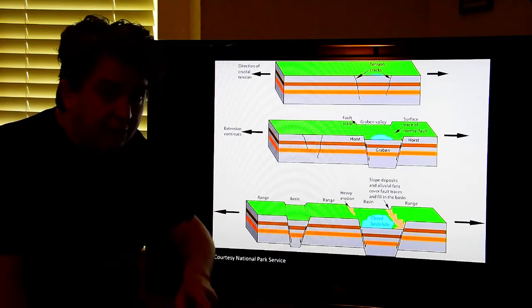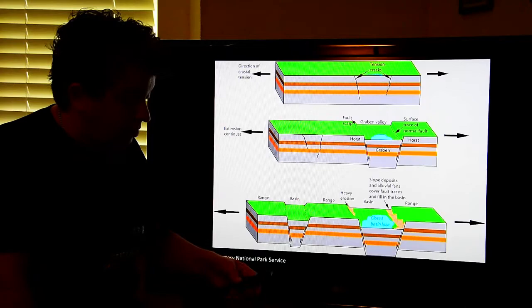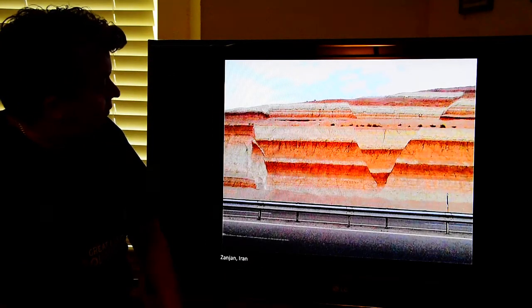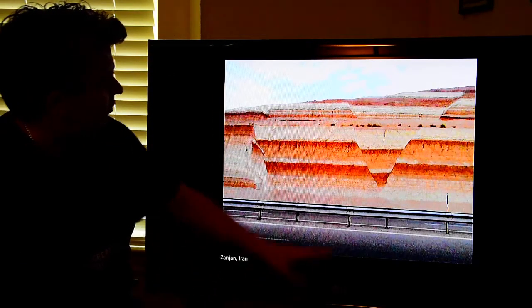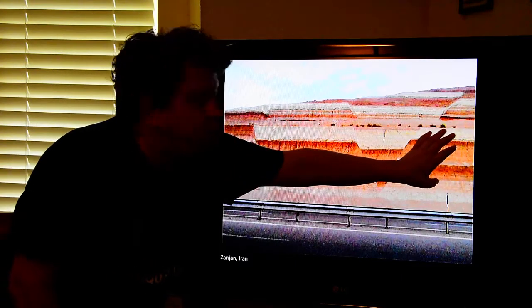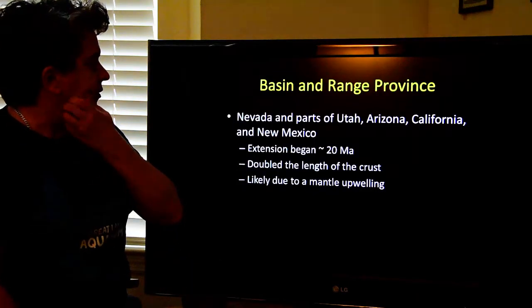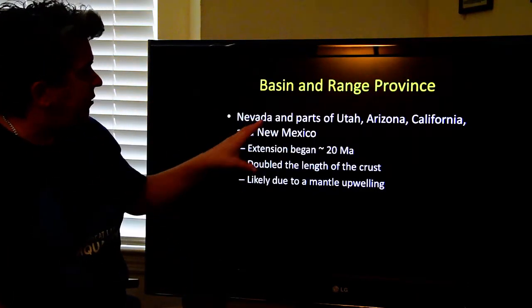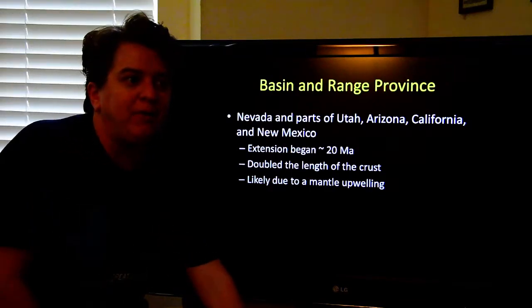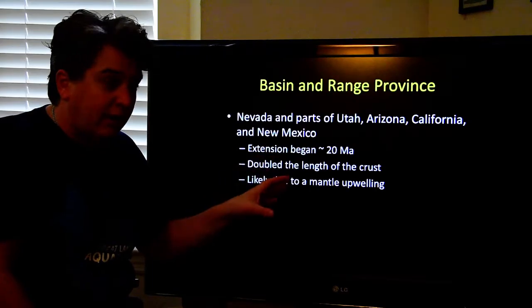Make sure for the test you can identify the difference between a horst and a graben. So let's look at this. We've got a down-dropped piece, that's going to be a graben. This is going to be a horst. Okay, Nevada and a few other segments of the United States, we've had a lot of extension there. That's doubled, like I said.